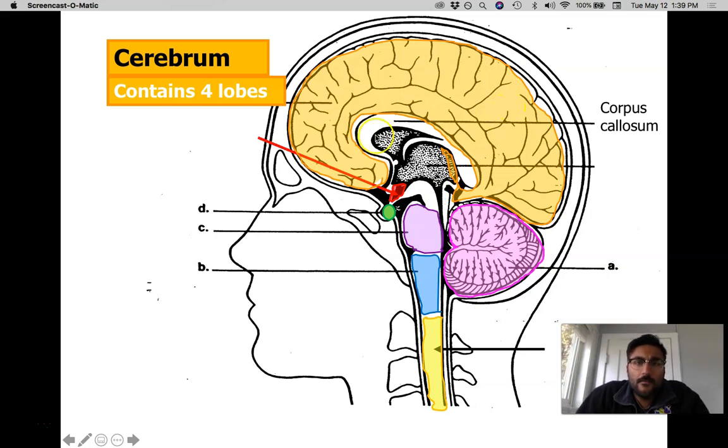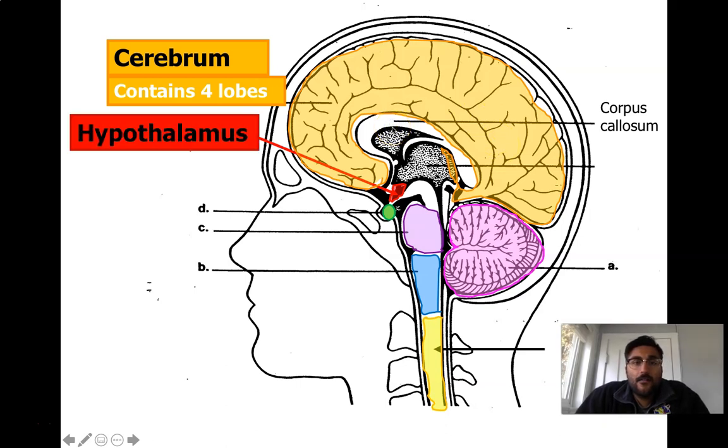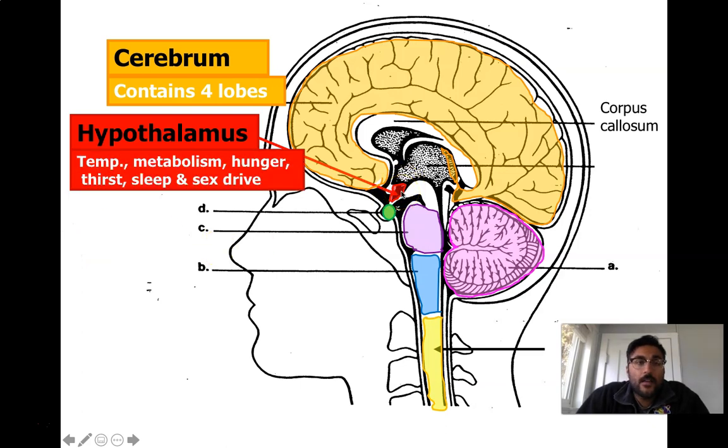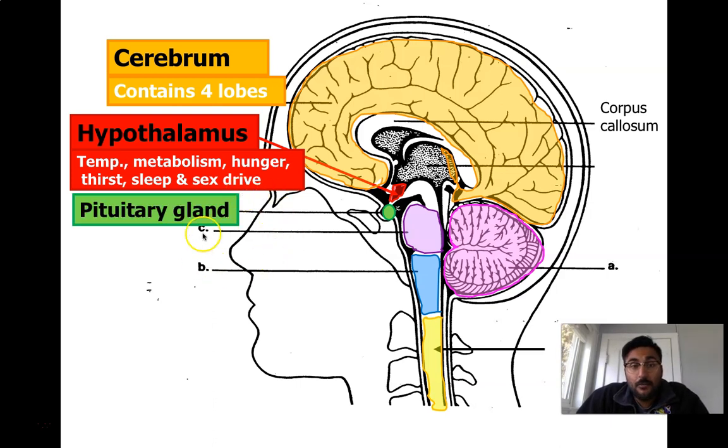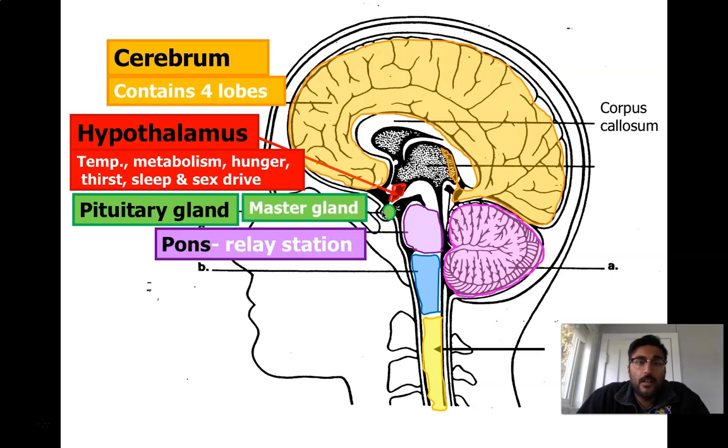So we've got the cerebellum, and the cerebellum is the majority of your brain, and it contains four lobes. We then have the hypothalamus, which is a small little itty bitty chunk at the bottom of your brain. Its purpose is to regulate metabolism, temperature, hunger, sleep, sex drive, thirst, all of that stuff. The pituitary gland, we've already discussed quite a bit. It had two lobes, right? Anterior and posterior pituitary, right? We talked about those in the endocrine section of our Bio30 unit.